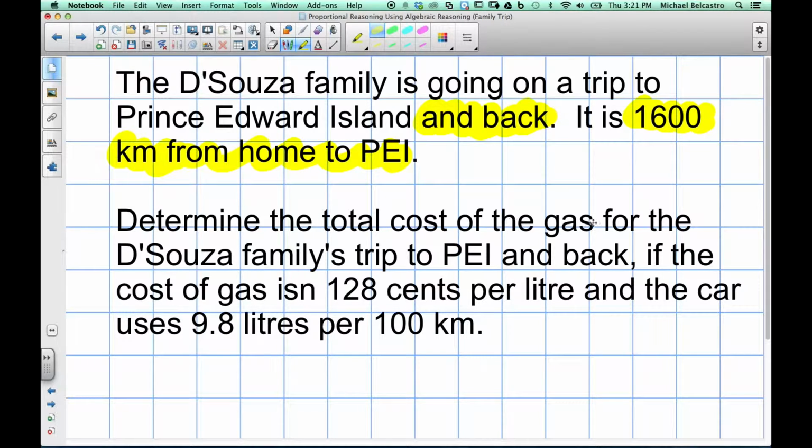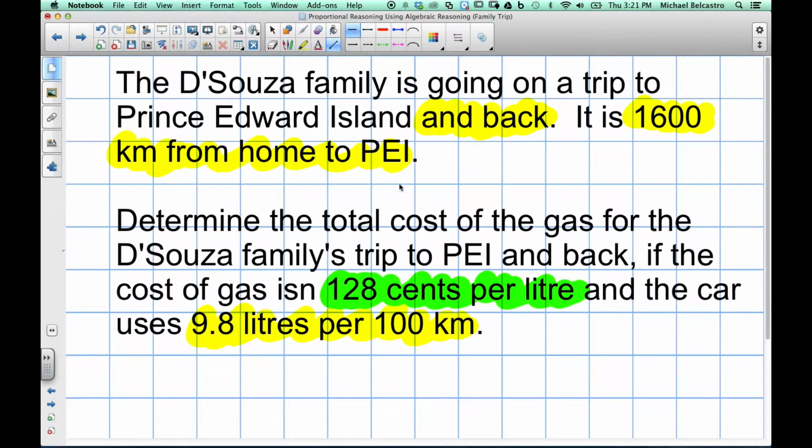Determine the total cost of gas for the D'Souza family's trip to PEI and back. So here we're going to do the cost of gas a little differently because this is like a second part of it: 128 cents per liter. And the car uses 9.8 liters per 100 kilometers. I highlight this part in yellow because it pertains to the first part a little more. So we'll take that information to start.